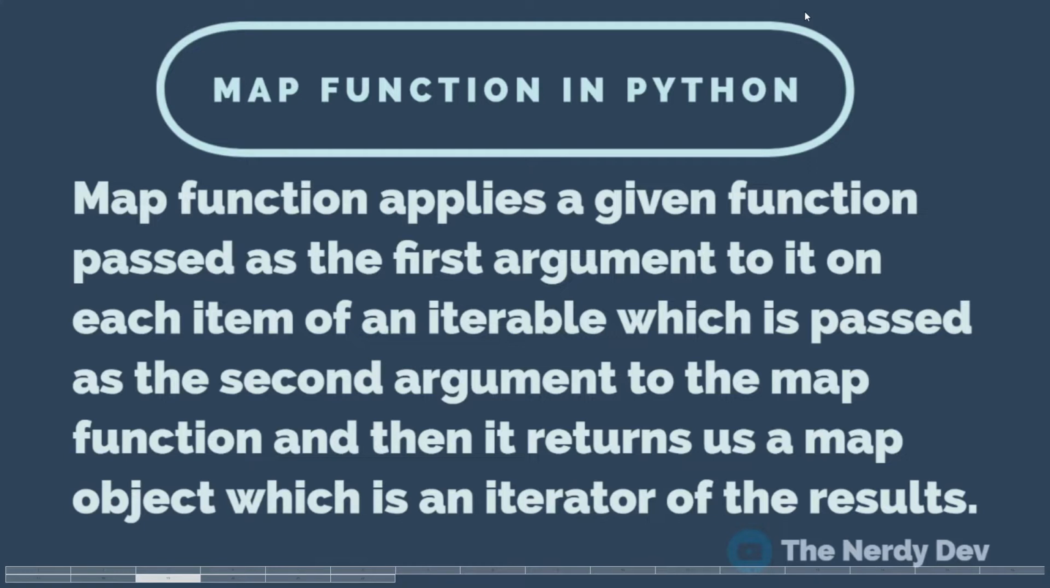So what the map function will do is that it will apply a given function that is passed as the first argument to it on each item of an iterable which is passed as the second argument to the map function, and then it returns a map object, which is an iterator of the results that we get, and then we can transform it. So let us see an example for this.